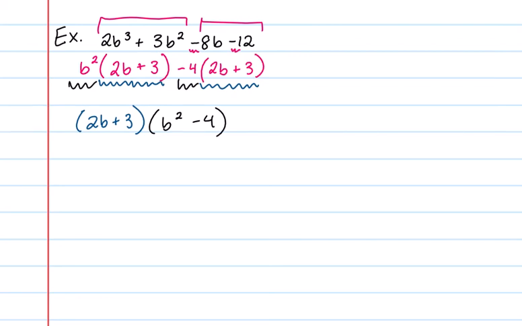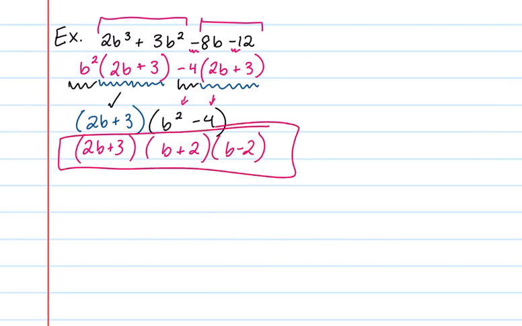Am I finished? Is everything factored completely? Well, this is down to just a b, so that part's good. But b squared minus 4, that is a difference of squares. So one more line. 2b plus 3 doesn't change. This factors into b plus 2 times b minus 2. And that is the complete factorization.